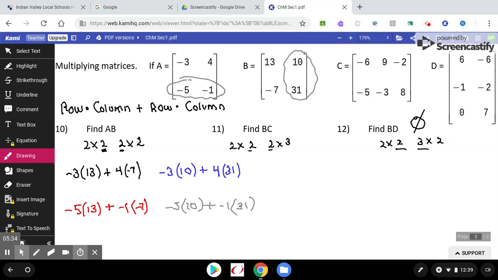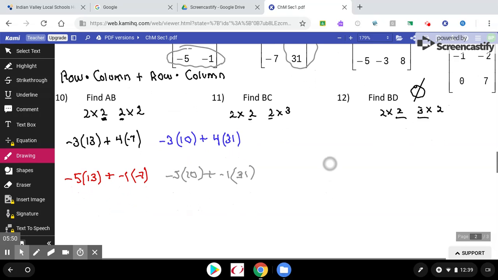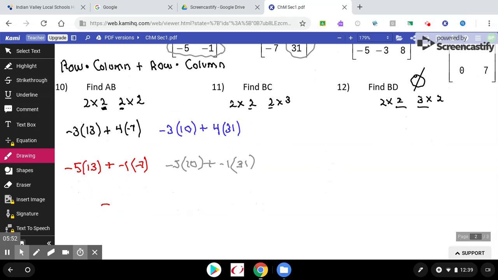So I'm typing -3 times 13, parentheses and all, plus 4 times -7. Now, as a math teacher, I would like to think that I could do that in my head, but why bother if you can get yourself a guarantee? So that answer, I got to scroll up a little bit, is -67. So that's that guy. He's done. So that's row 1, column 1.